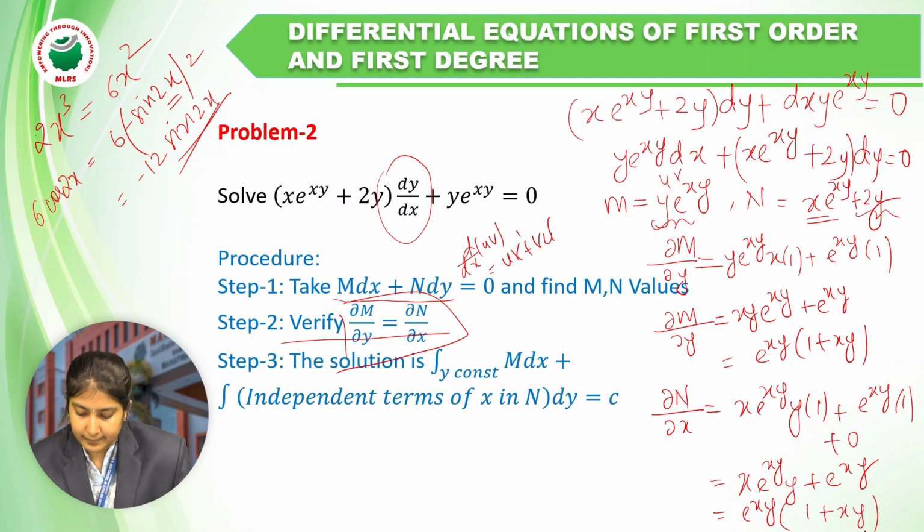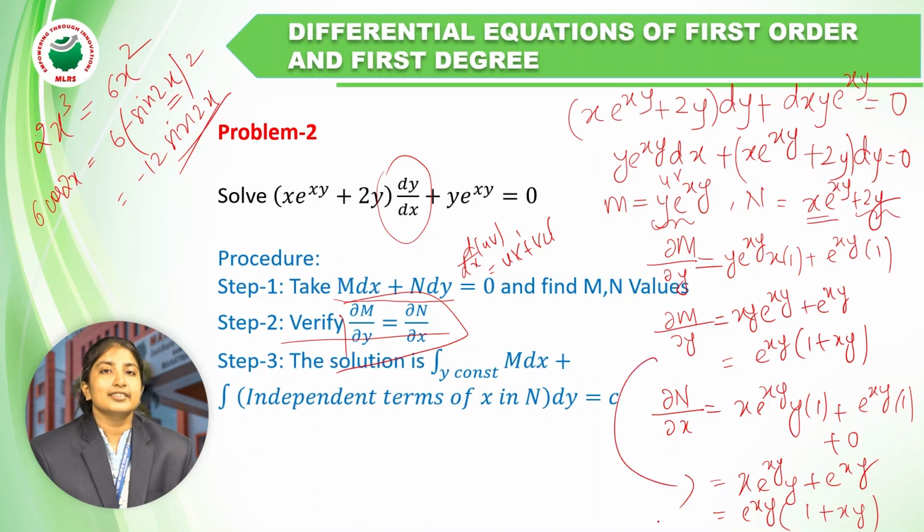1 plus xy. Yes, we are getting equal. So yes, we are again happy. We got the same. So this verification process is crossed. It has successfully crossed the obstacle, that is ∂M/∂y is equal to ∂N/∂x.